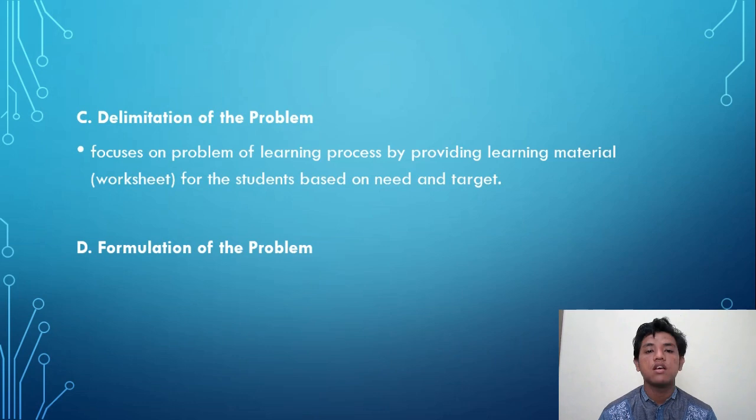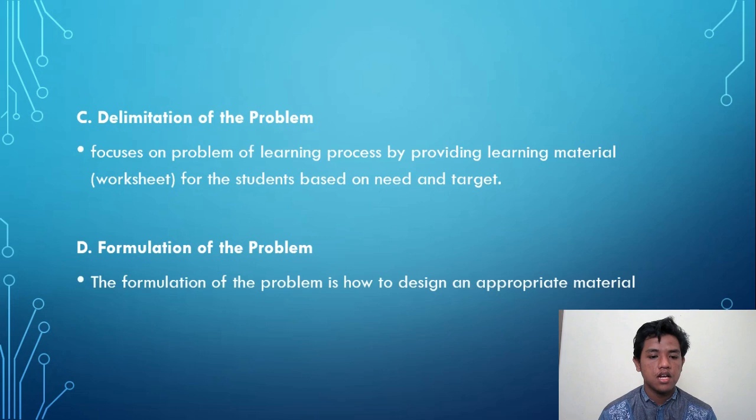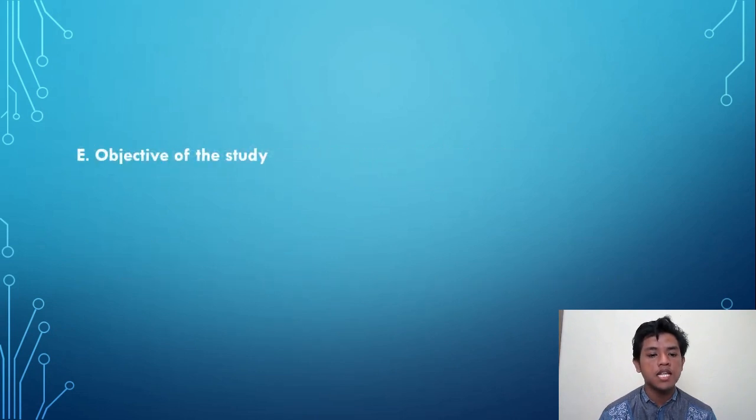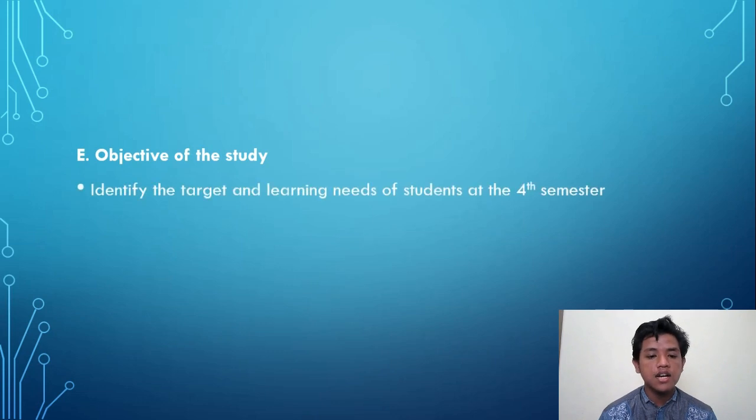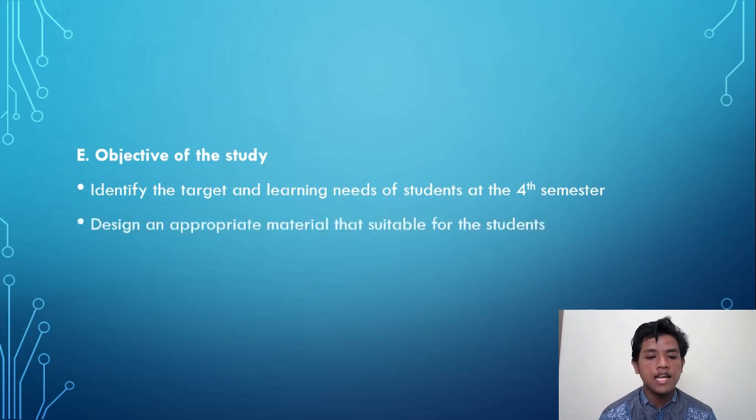Next point is formulation of the problem. The formulation of the problem is how to design an appropriate material. Next point is objective of the study. Identify the target and learning needs of students at the 4th semester. Design an appropriate material that is suitable for the students.